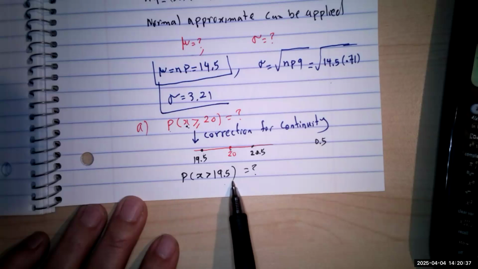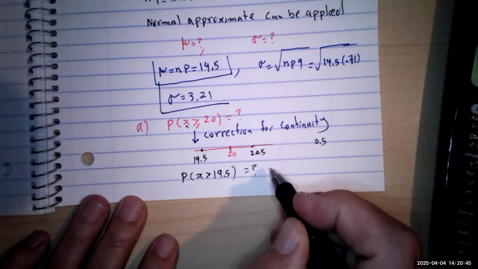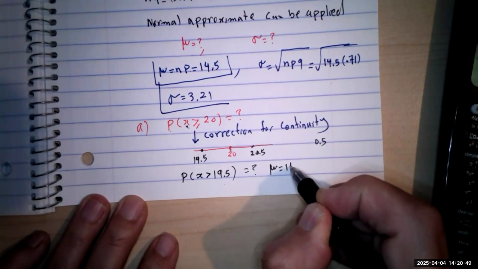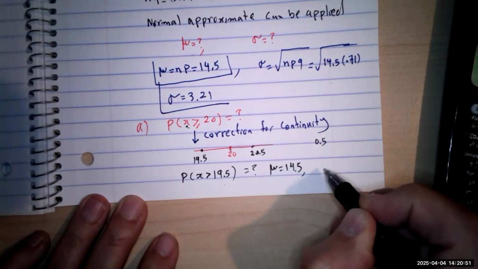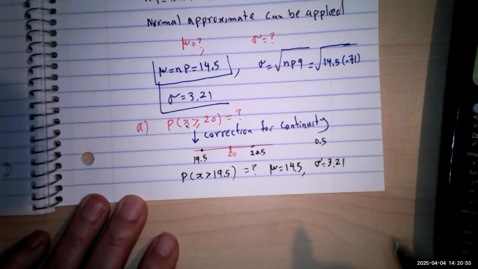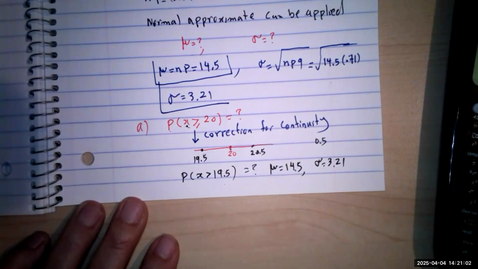So this is where you can use the Art of Stats, because this is the normal distribution with a mu of 14.5 and a sigma of 3.21. Go to the application and get this probability right away.